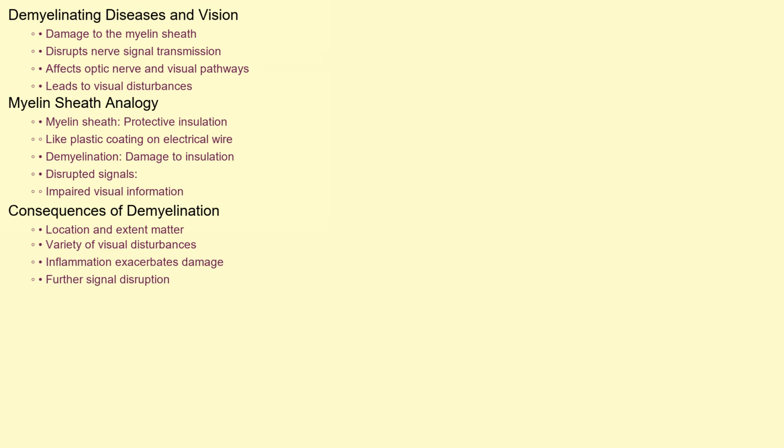In the context of vision, this myelin damage can affect the optic nerve, which carries visual information from the eye to the brain, or even pathways within the brain itself that process vision. This disruption leads to a variety of visual disturbances, depending on the location and extent of the demyelination. The inflammation associated with the attack on myelin further exacerbates the damage and signal disruption.